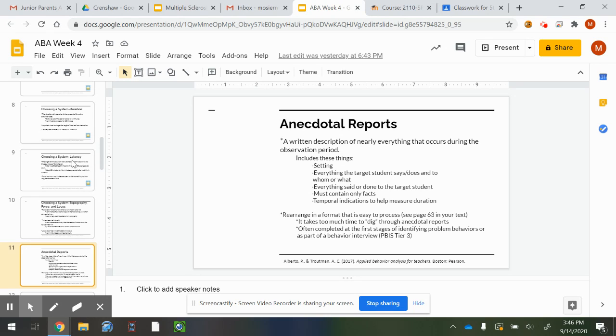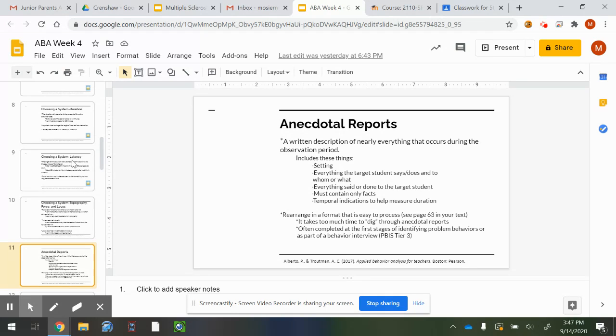It must contain only facts. So you want to avoid using words like he liked doing the work, or he didn't like doing the work. We can't prove that. So only facts. You can say he complied or did not comply, because those things we can see.